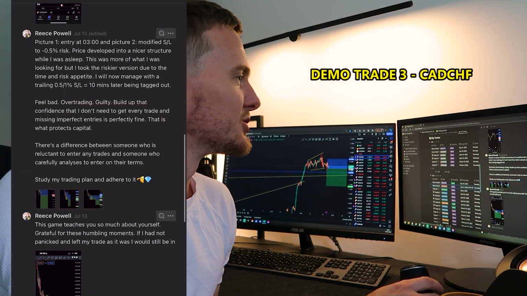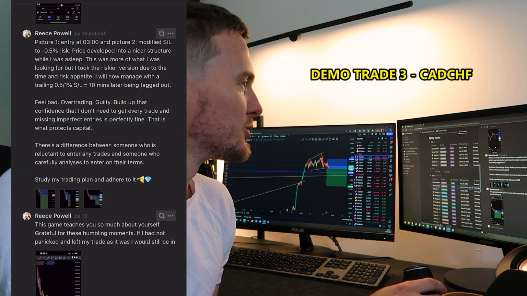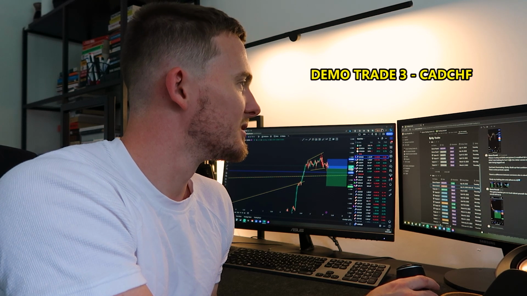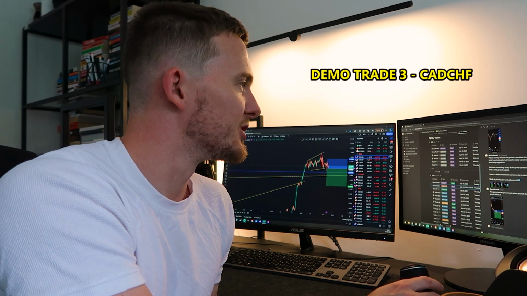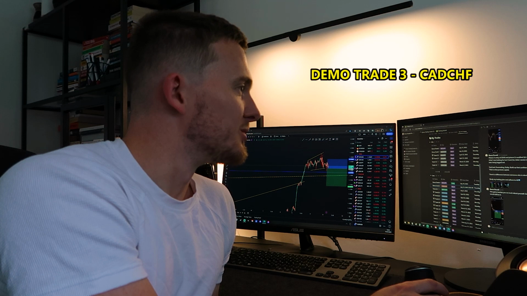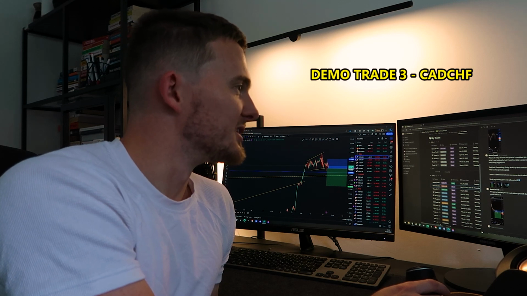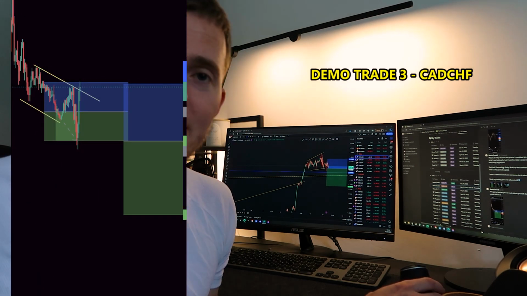Price developed into a nicer structure whilst I was asleep. This was more of what I was looking for, but I took the riskier version due to the time and risk appetite. I now managed with a trailing stop loss of 0.5% instead of the 1% stop loss. 10 minutes later I was tagged out.